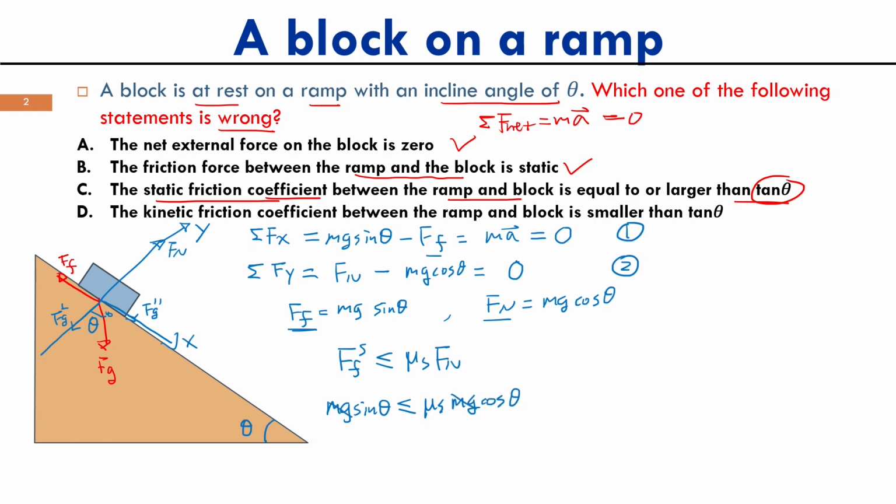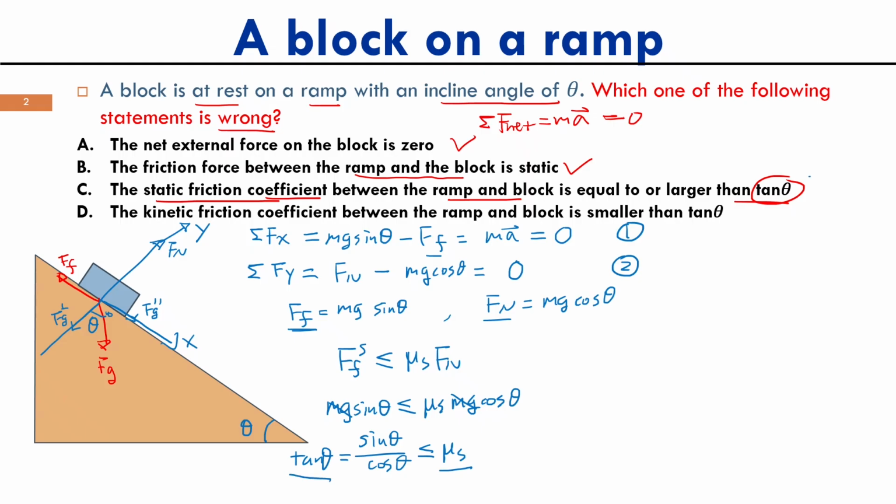Mg cancels out. If I divide both sides of the equation by cosine theta, I get sine theta over cosine theta smaller than or equal to mu s. And I know sine theta over cosine theta is tangent theta. So that means in order for my block to be at rest on the ramp, I indeed need my static friction coefficient to be equal to or larger than tangent theta.